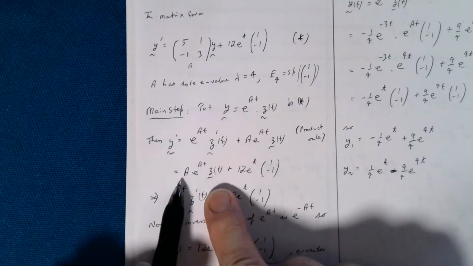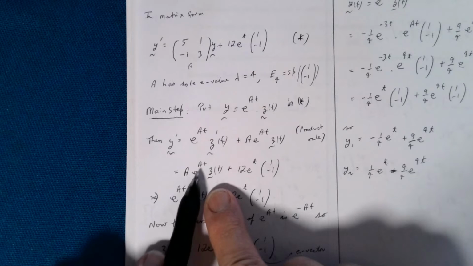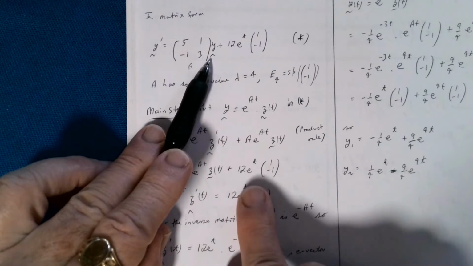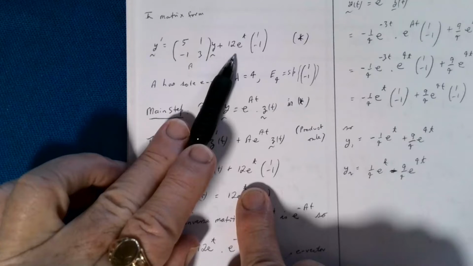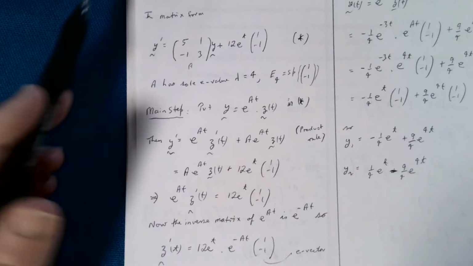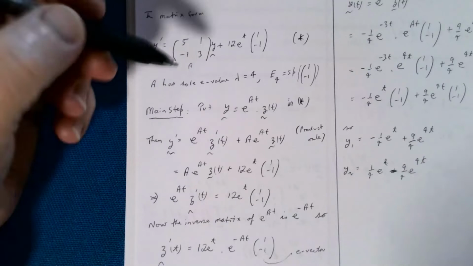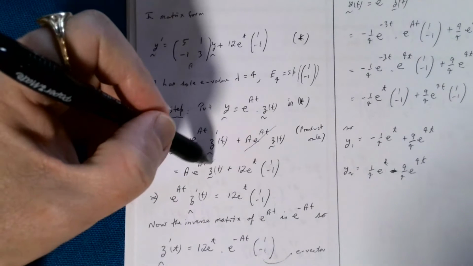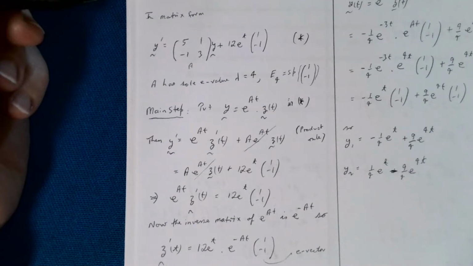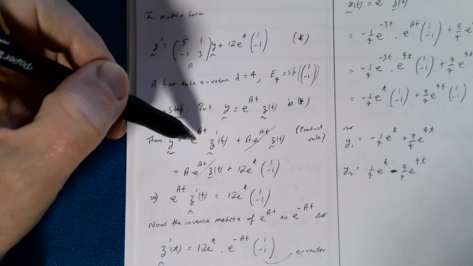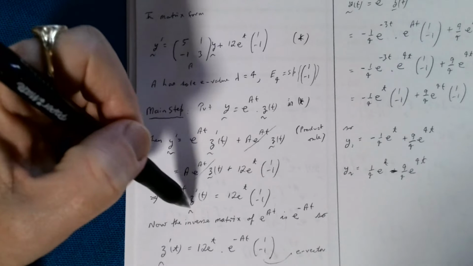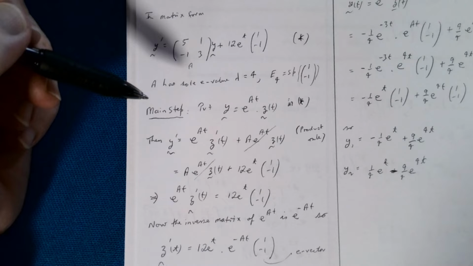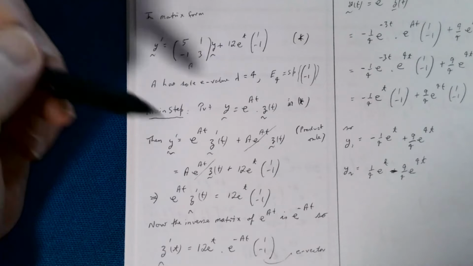So we get a e to the at z, that's my y in here, and then I copy this down, plus 12e to the t, (1, -1). Now the reason we do that is something beautiful happens immediately. This term cancels out on this side with this term on that side. And what we end up with then is e to the at times z dashed is 12e to the t times (1, -1).